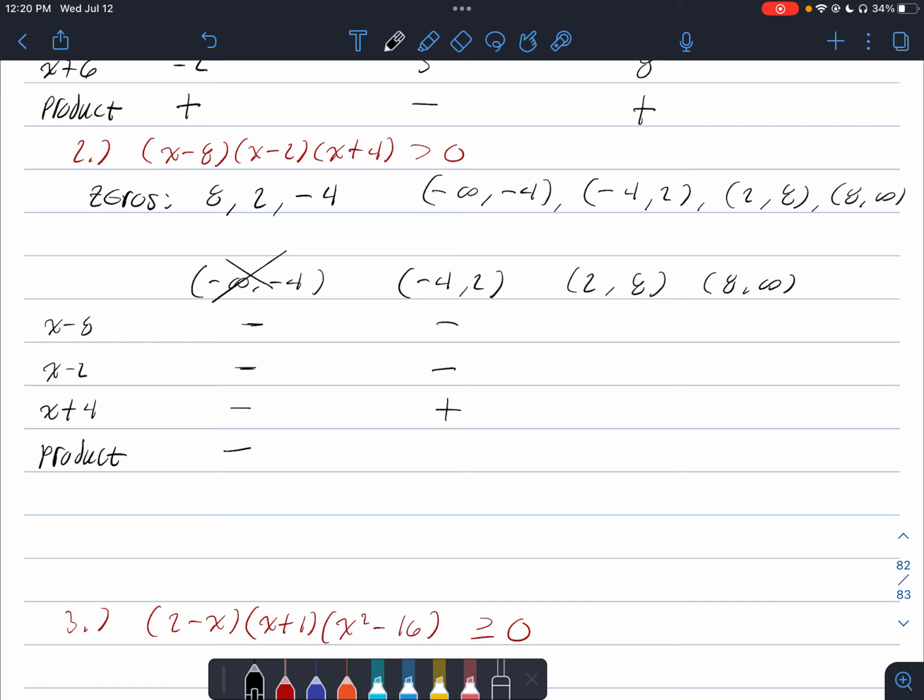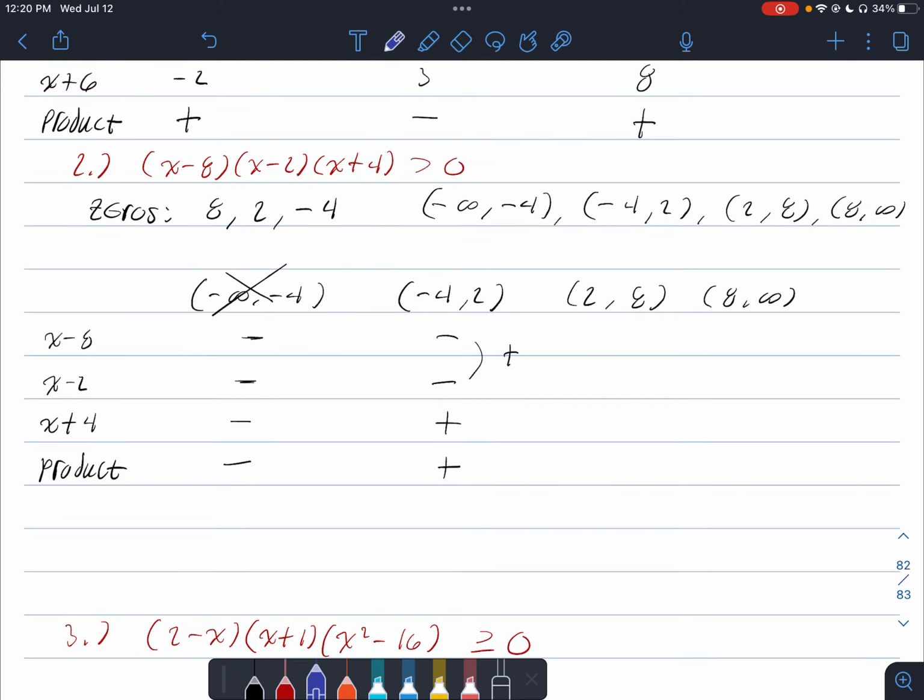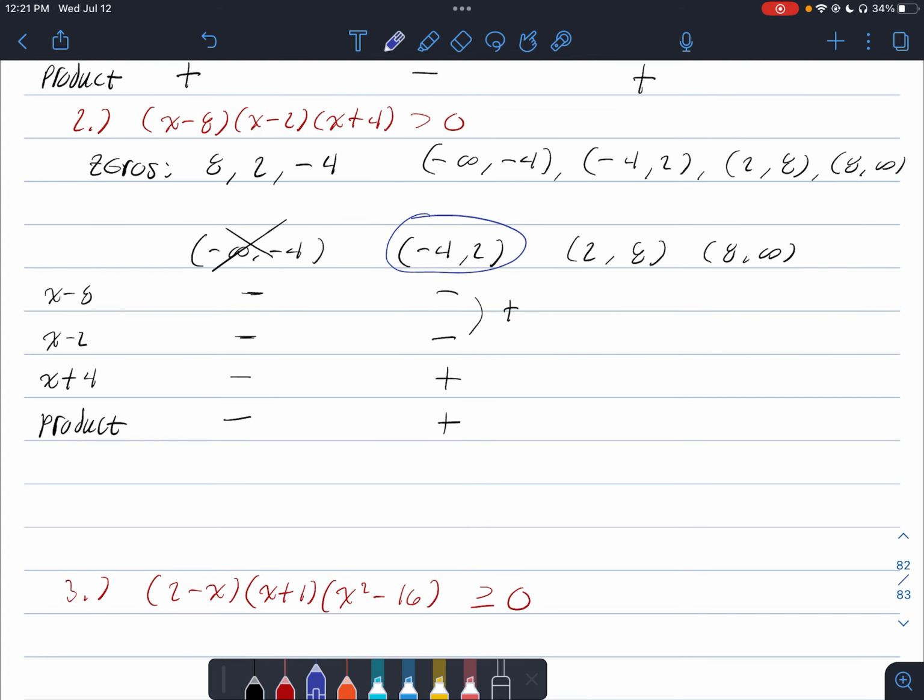And so the product is a negative number times a negative number. So these two multiplied together give us a positive number. Okay, so a positive times a positive will give us a positive. So this interval will make it positive here. So this interval is going to be included in our solution, so we'll circle that so we remember that.